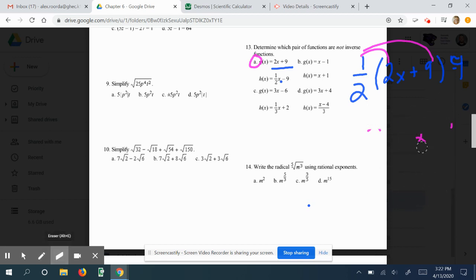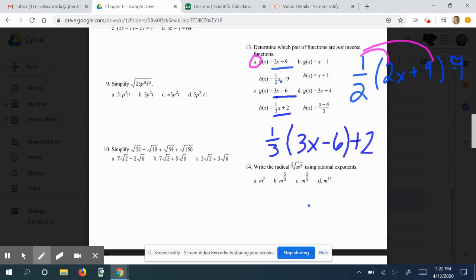Okay, so an easy one would be letter B, but we can look at a more difficult looking one. Let's look at letter C. So 3x minus 6 and 1/3 plus 2. So if I take 3 times, okay, actually, you know what? I'm going to take the top one, g of x. I'm going to put it in for x right there. So 1/3 times 3x minus 6 and then plus 2. So we're going to distribute, right? 1/3 times 3x would just be x.